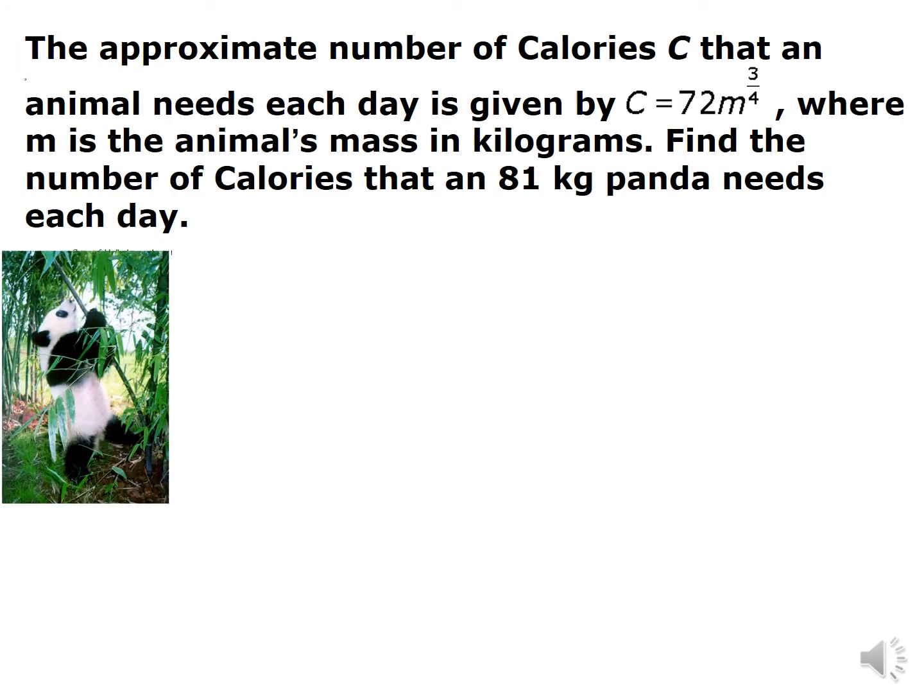Okay. All right, this one's about food. So the approximate number of calories C that an animal needs each day is given by this formula, where m is the animal's mass in kilograms. So they want you to find the number of calories that an 81 kilogram panda needs every day. So again, I'm looking for the C. I go 72 times 81 to the 3/4.